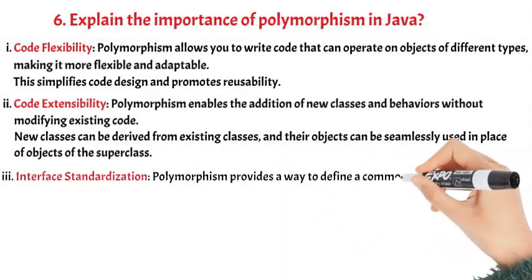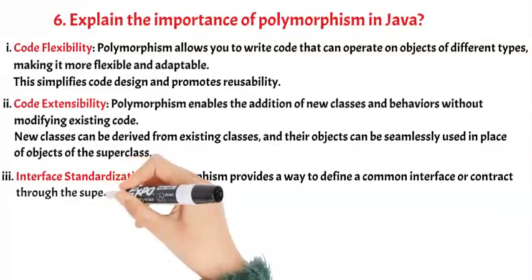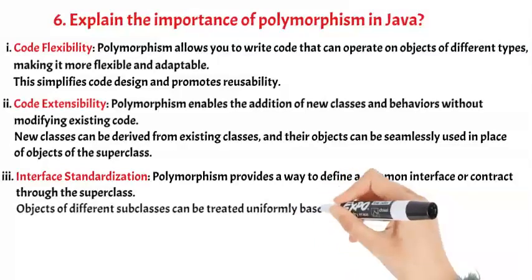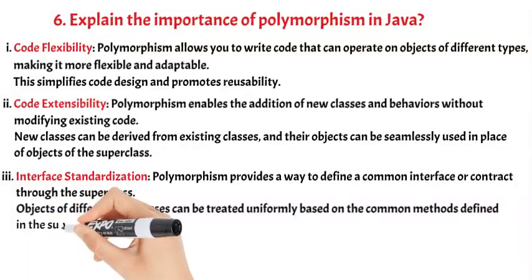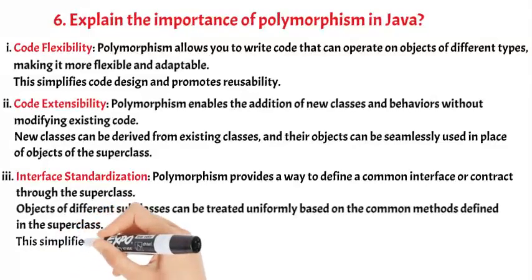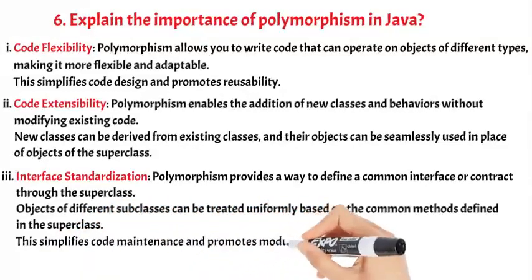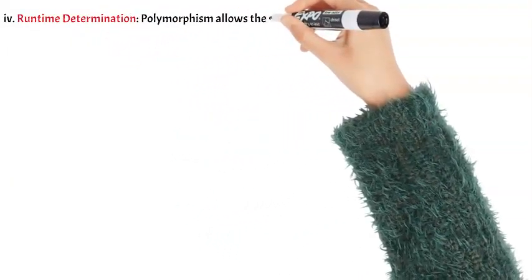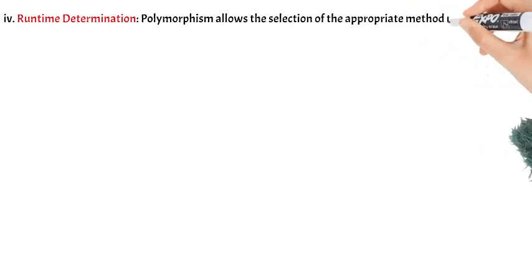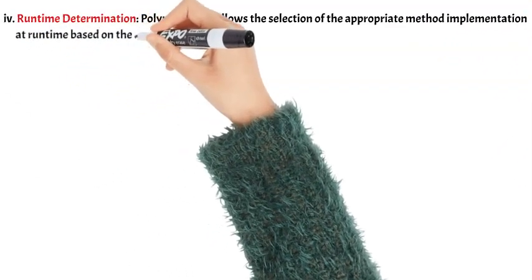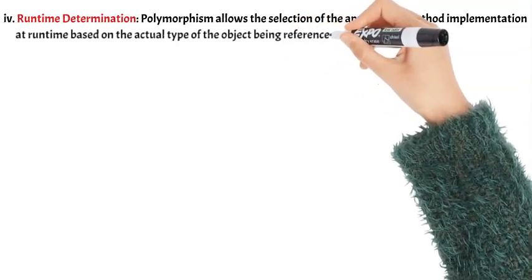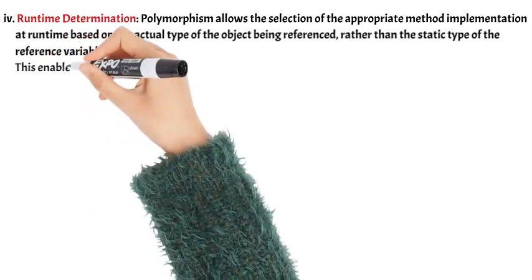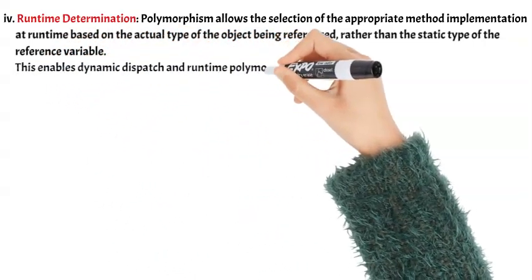3. Interface standardization. Polymorphism provides a way to define a common interface or contract through the superclass. Objects of different subclasses can be treated uniformly based on the common methods defined in the superclass. This simplifies code maintenance and promotes modular design. 4. Runtime determination. Polymorphism allows the selection of the appropriate method implementation at runtime based on the actual type of the object being referenced, rather than the static type of the reference variable. This enables dynamic dispatch and runtime polymorphic behavior.